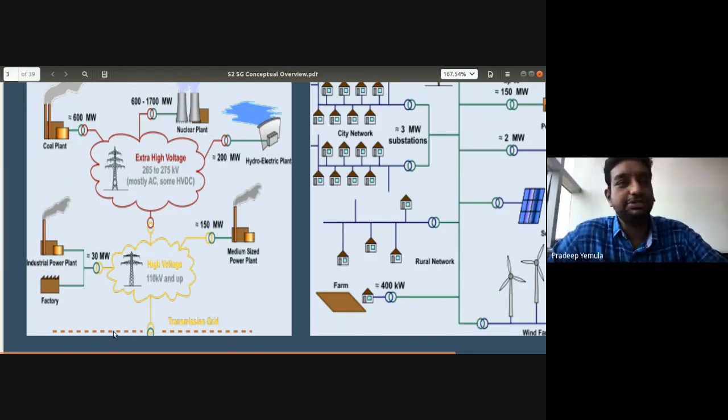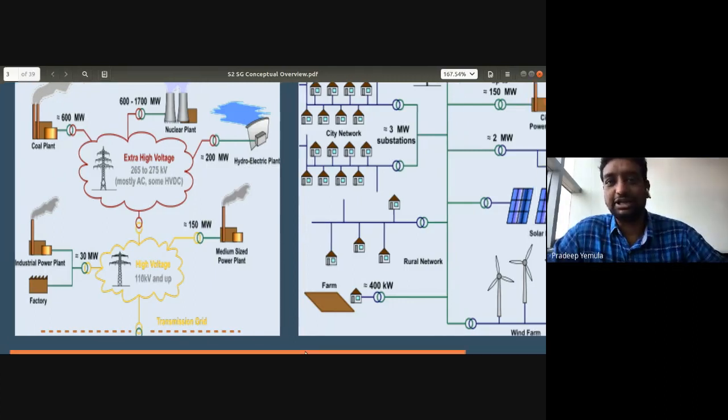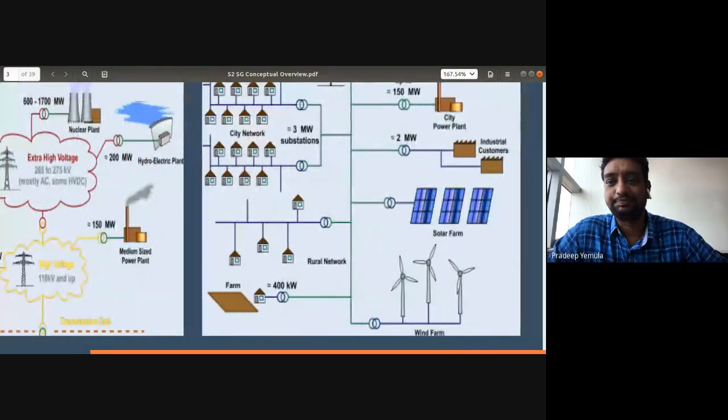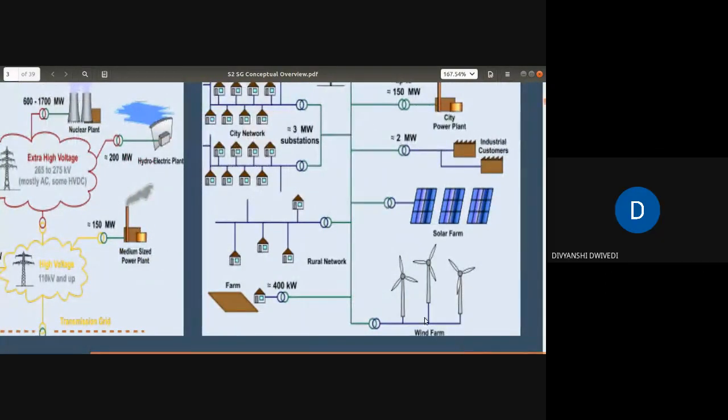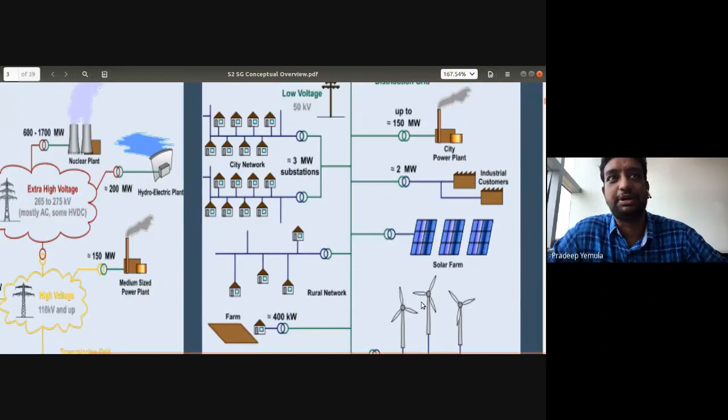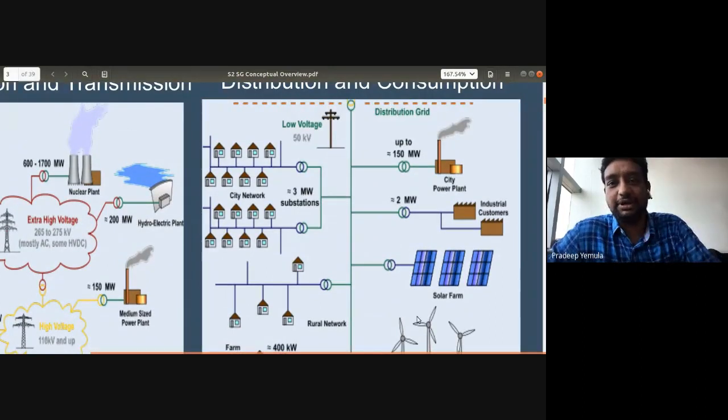Then down you see the dotted line. That is where the transmission grid stops. On the right, it's basically one continuous diagram, but for the sake of presenting on the slide, I split it into two parts. Here on the top again, you can see the distribution grid is starting. It's just a connection of the previous one, and this will be low voltage.